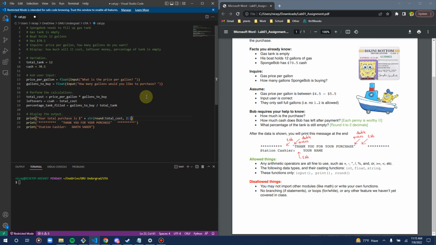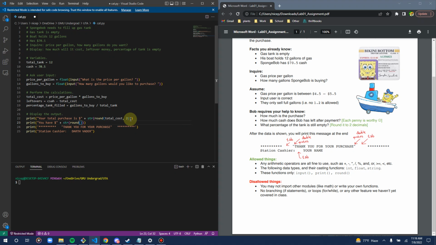And then that should be good for that. It'll just say your total purchase is, however much money it is. Next, we want to display how much money you have left over. So we can say you have, again, I'm going to do the same thing with a dollar sign, as well as the concatenation, and a string, and a round, with the variable called cash.